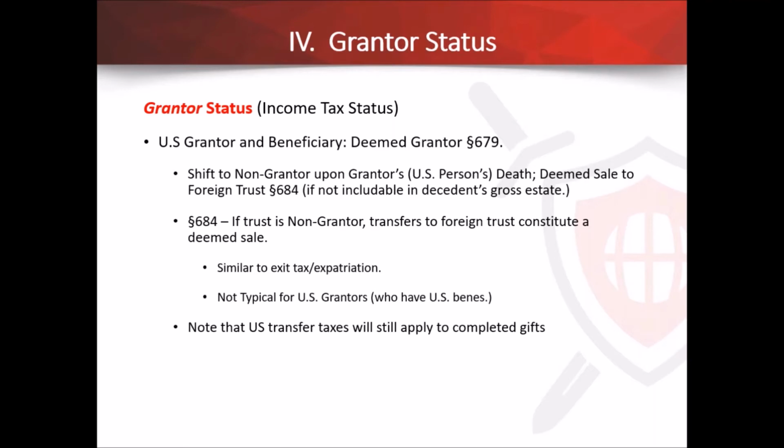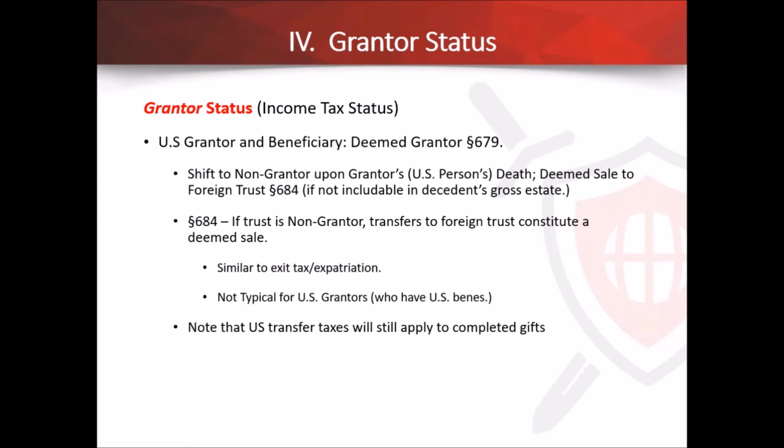I think we have a few more slides. Yeah, there's some more explanation, but it's important to understand and to make sure you ask the question. If you do have a U.S. grantor of a foreign trust and they die, you must make a determination, are those assets pulled back into the settlor's estate or not? Because that's really going to be the trigger if the 684 deemed sale applies, or if the assets are pulled back in and exposed to the estate tax, then 684 would not apply.